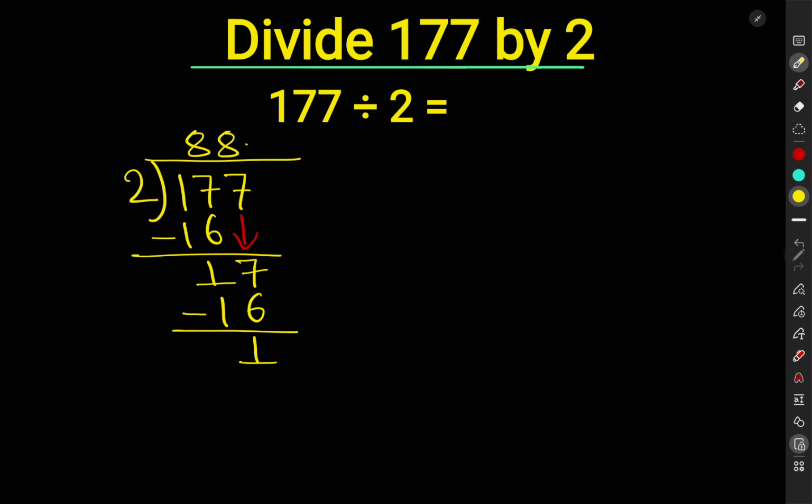So we put here a decimal so that we can take zero. So now it became 10. So 2 times 5 means 10. On subtracting we got 0. So 177 divided by 2, we got 88 decimal 5.